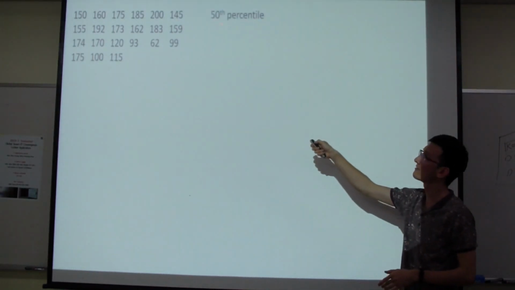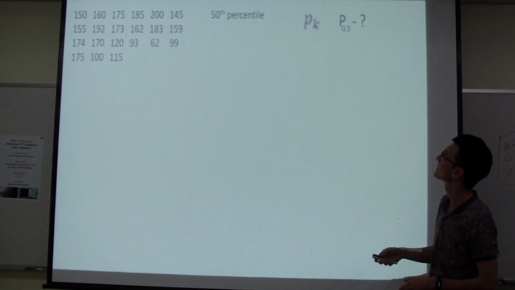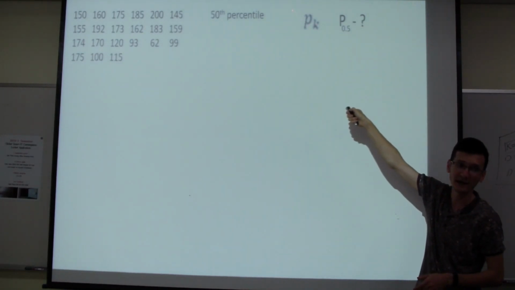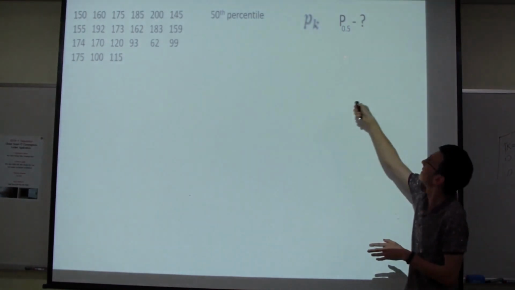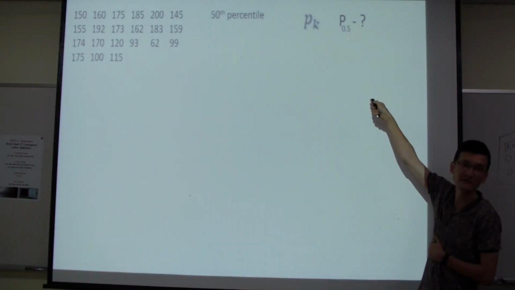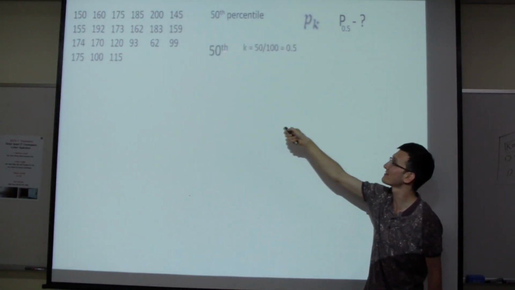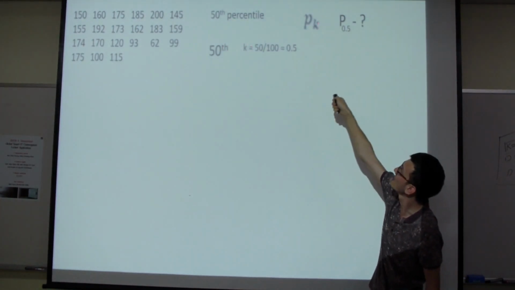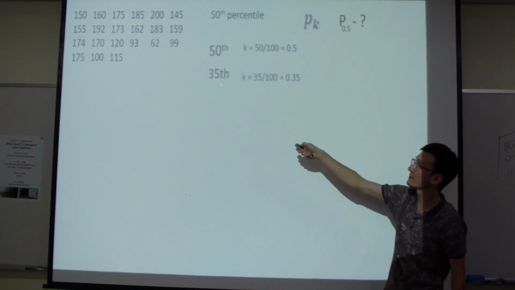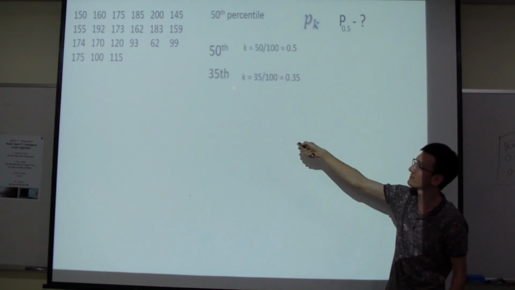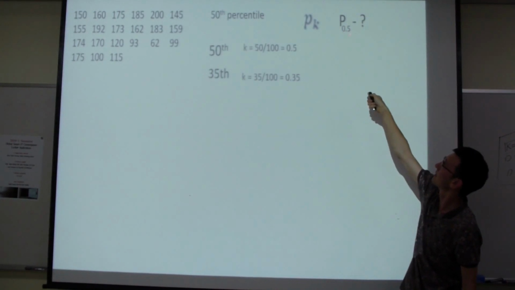And we would like to find the 50th percentile from this data. It means we should find what? PK, this is percentile. P 0.5. What's 0.5? 50th. If you would like to find the 50th percentile, it means your K, this K, you should divide by 100. If you'd like to find the 35th percentile, it means 35 divided by 100. This is K.